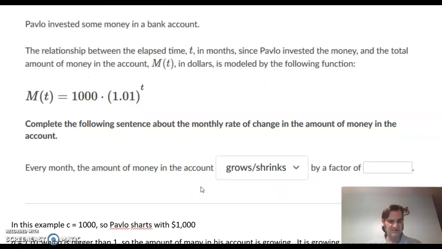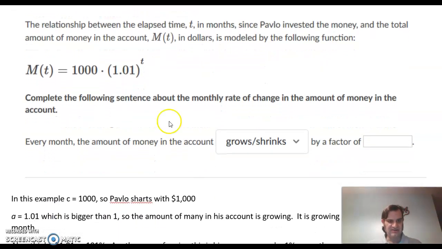Well, let's look at a couple of things first. First of all, we see this multiplier times the exponential part, this 1,000. This 1,000 would be how much money he's actually putting in the bank, so that's how much money he has when he starts. Over here, the 1.01 is how it's going to change. Now, that number is bigger than 1, so that means his money is going to grow. He's going to have more money in the future than he does now.